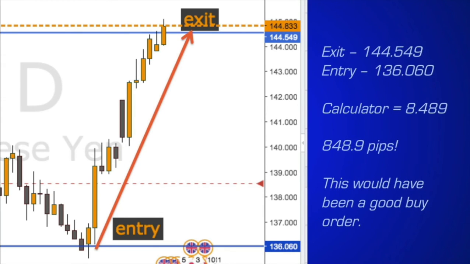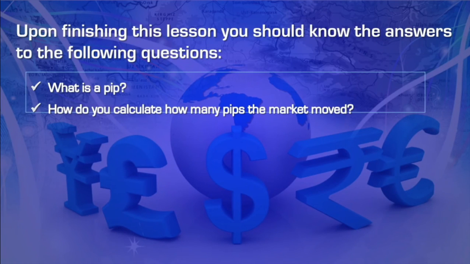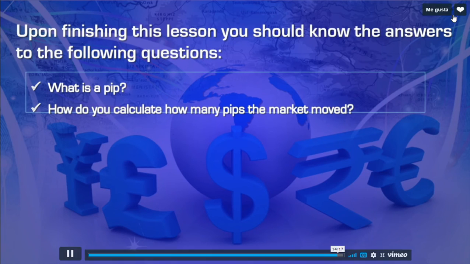All right. So hopefully you've done the math. If you did the math, you should have got something like this. 8.489 in your calculator. So now if you slide the decimal over 2 places, that's 848.9 pips. Woo-wee! And by the way, this would have been a very good buy order. You wouldn't have gotten something like this unless you were doing like a long-term order. By now, you should have a good understanding of the following questions. Read them quietly.